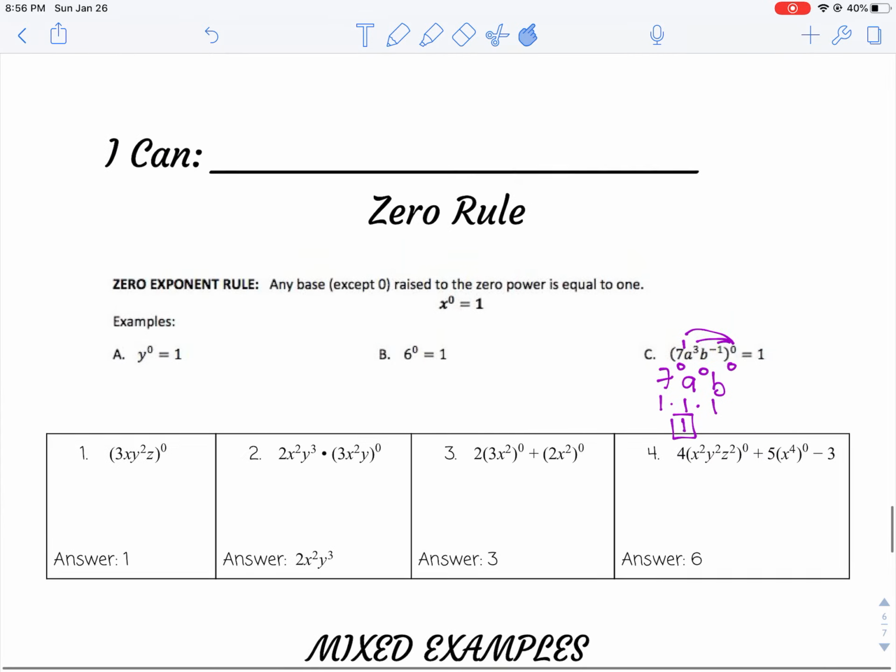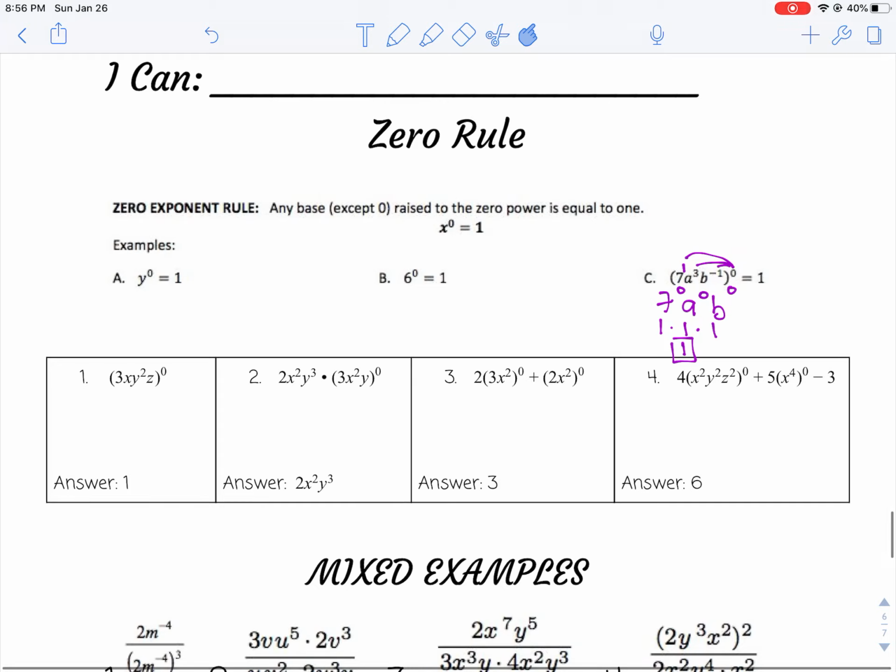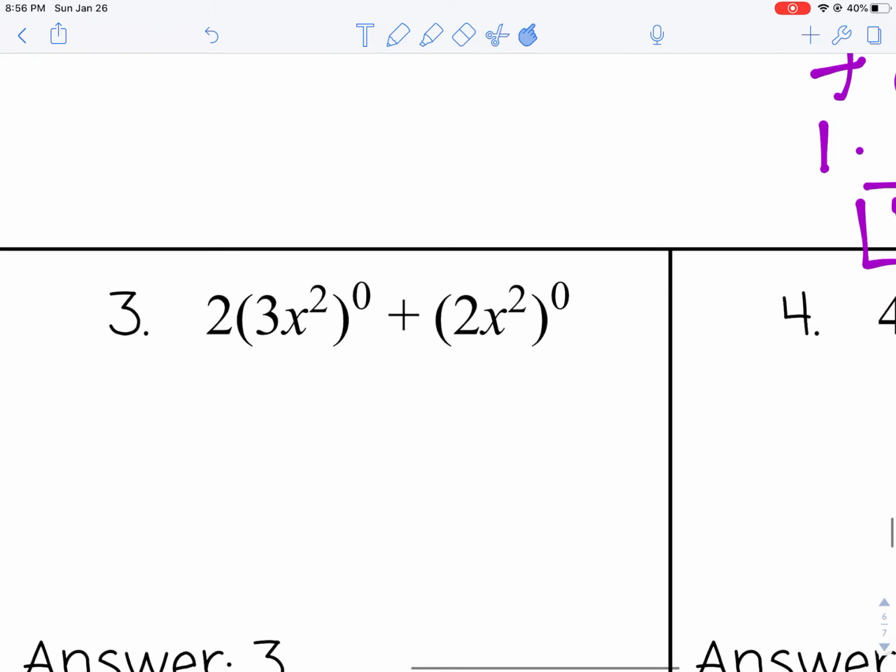I want you to look at the next practice problems. See if you can get these. One thing that I want to kind of make a light at is number 3. So this 2, it has an exponent of 1. It's not a part of that 3x squared raised to the 0. It's outside. So you're only distributing that 0 power to everything on the inside of your parentheses.